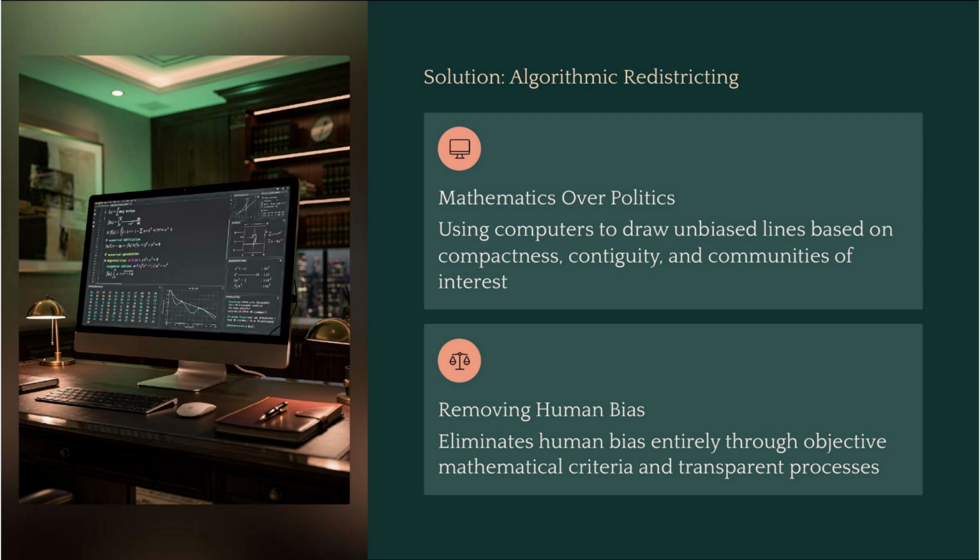There is another, more futuristic solution: algorithmic redistricting. This is the mathematics over politics approach. We can now program computers to draw maps based on neutral criteria: compactness, keeping towns together, and respecting natural boundaries. A computer doesn't care if a district votes red or blue.